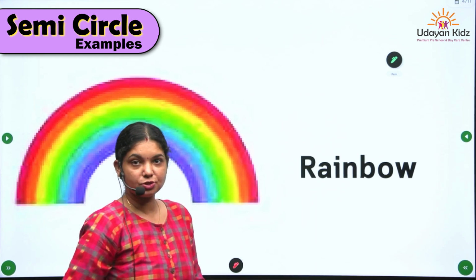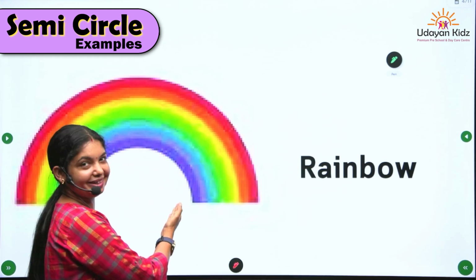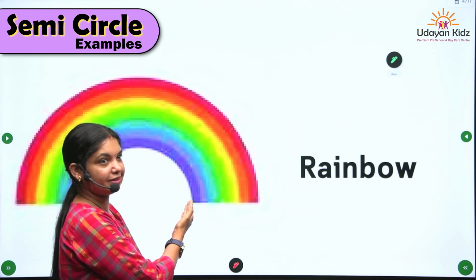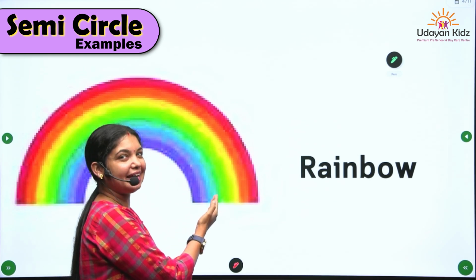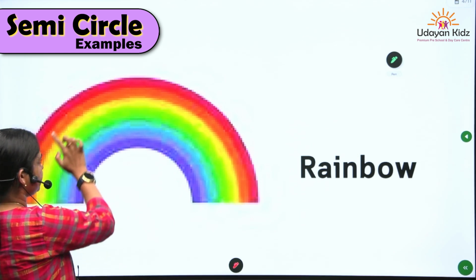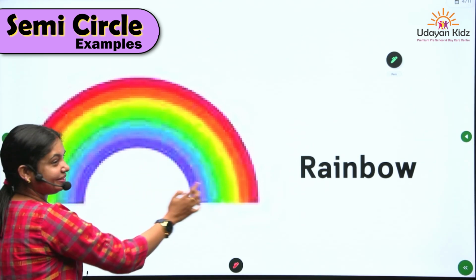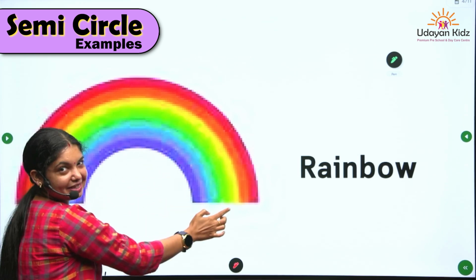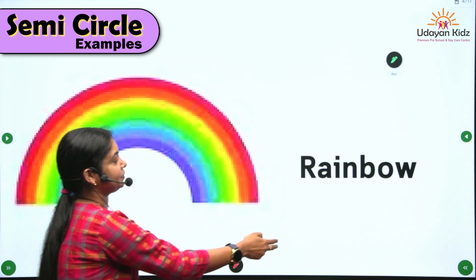Some examples of semicircle. Okay, what is this? This is a rainbow. And which shape is this? Very good. This is a semicircle shape.